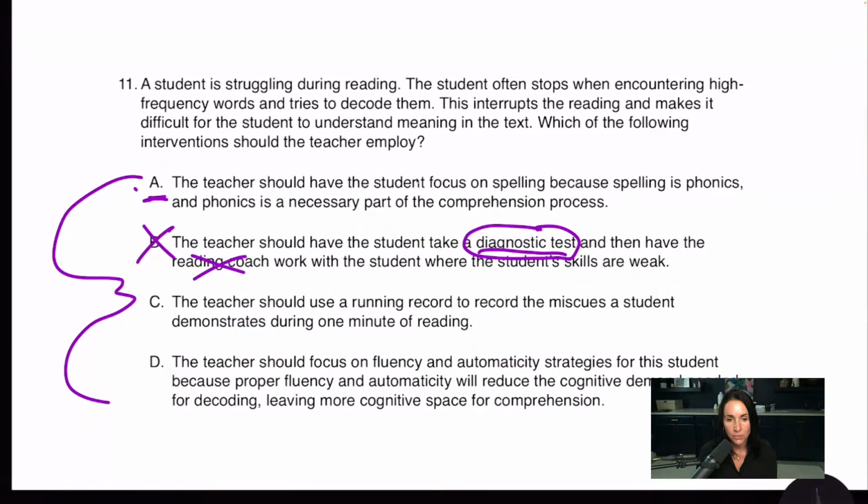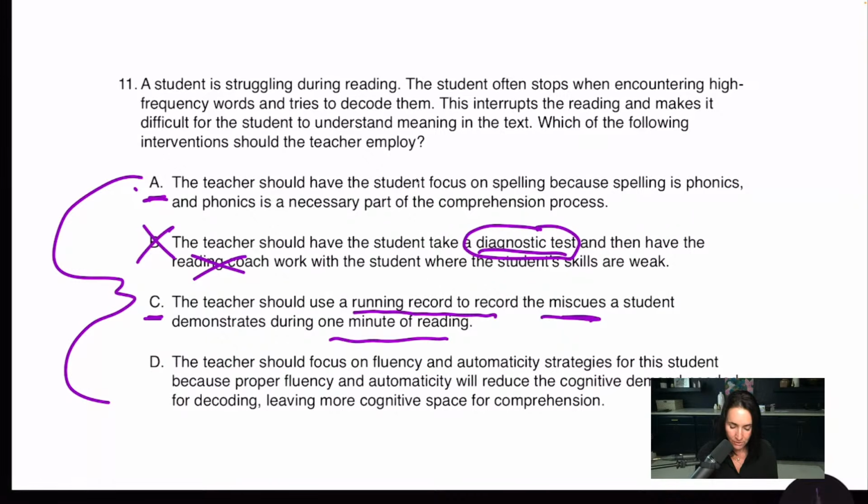C, the teacher should use a running record. Okay, more data collection to record the miscues a student demonstrates during 1-minute reading. Okay, I like this. This is a fluency read, a running record. The student reads to you. You are kind of ticking off where the student miscues or messes up. And then, we can evaluate that. But the only problem with C is that we're not doing anything with the miscue data. This would be a good answer if then we had a discussion with the student about the miscues, or we use the information that we got from the running record to make instructional decisions. I'm not going to cross it off, but I'm not going to circle it.